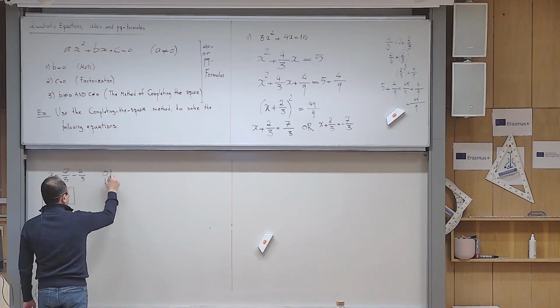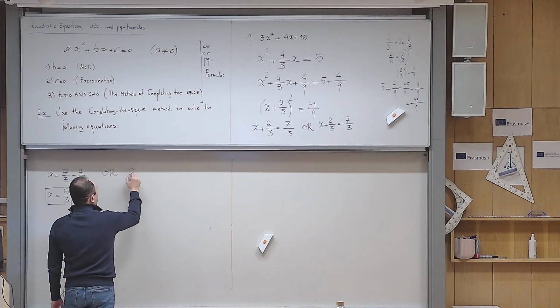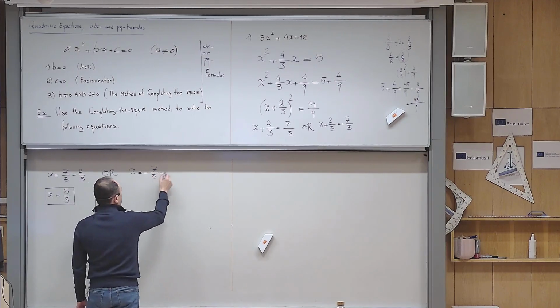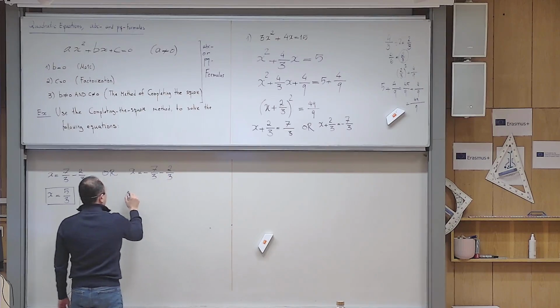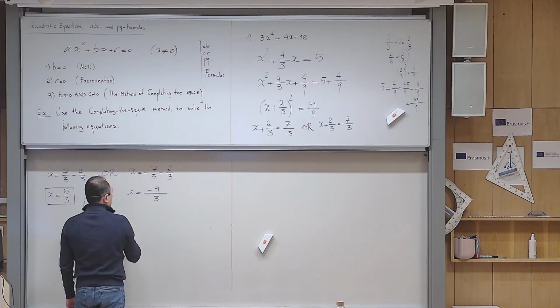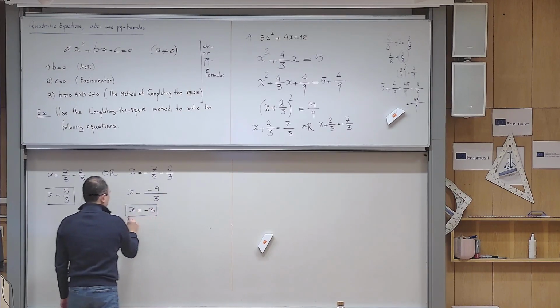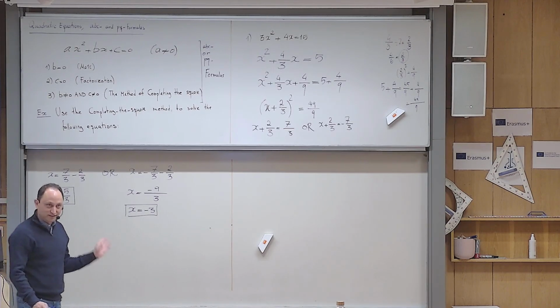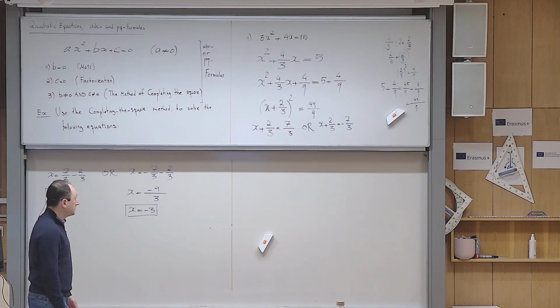Or the other answer is what? X is equal to minus 7 over 3. I move 2 over 3 there. So x becomes what? Minus 9 over 3, which of course is minus 3. Thank you. So that is the answer. I don't know, from yesterday to today, you shouldn't forget these things. Okay? That's the whole point. Any questions here?